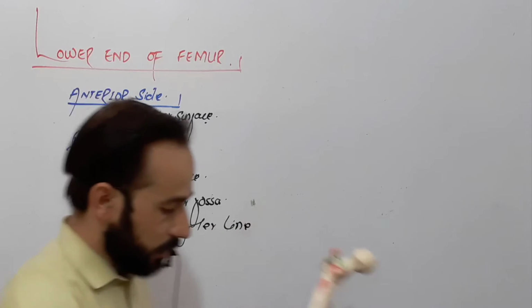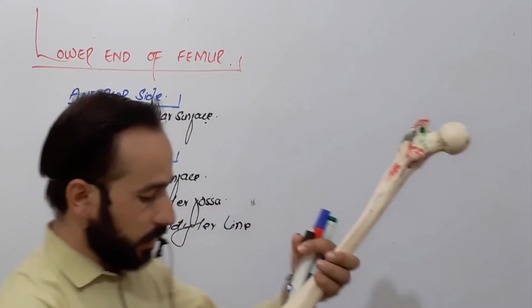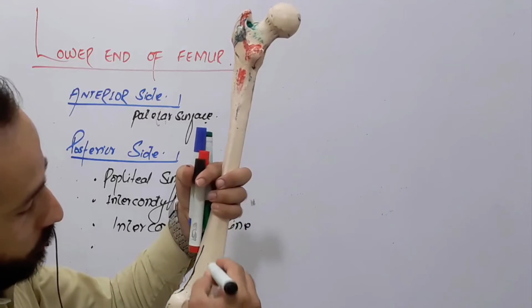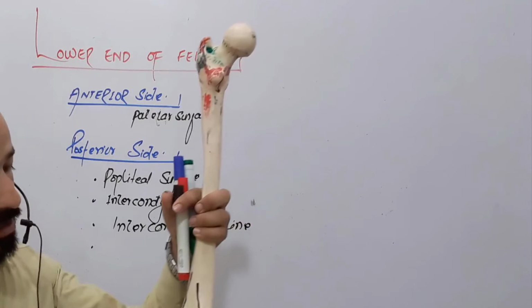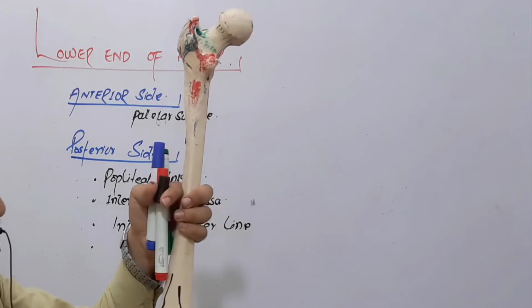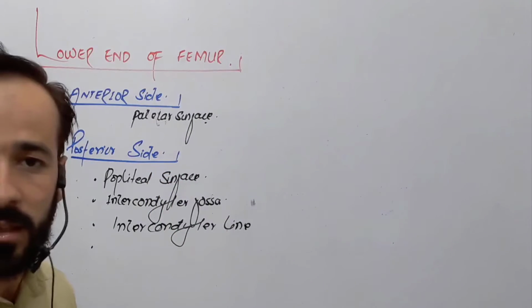And then there is the intercondylar fossa done, the intercondylar line, and then there are the 2 supracondylar lines. Look, one line is this one and one line is this one, right? So these two lines are present superior to these condyles. That's why we say that this is the medial supracondylar line and this is the lateral supracondylar line.